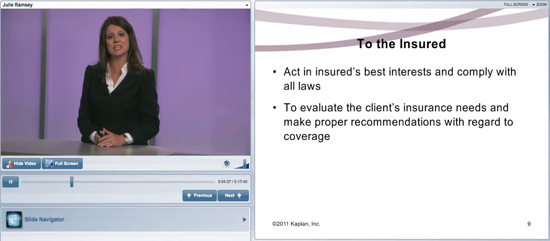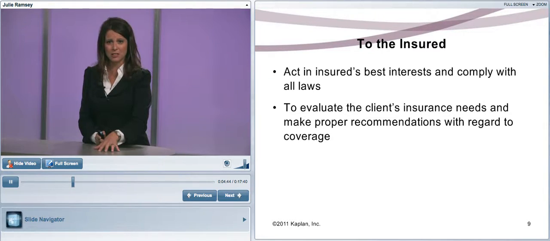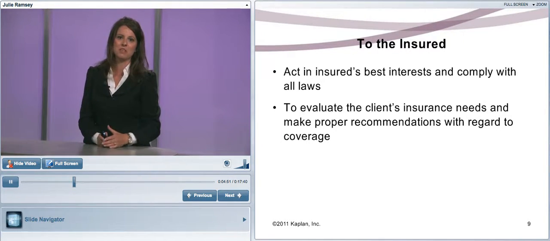If the agent leaves a gap in coverage, the agent could be liable. It's very important that the producer sits down with that client and analyzes and documents, this is what they have, these are their goals, and I need to make some recommendations along the way.